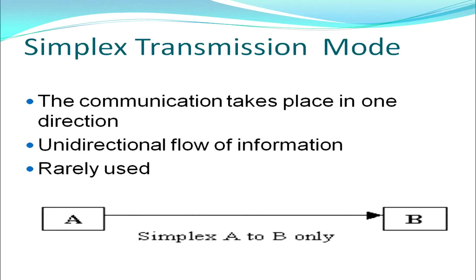There are 2 devices, 2 computers connected by one single transmission medium, and the communication takes place only in one direction. That is why we say that it is a unidirectional flow of information. That means 2 computers connected by a wire, that particular wire can transmit data either from A to B or B to A as shown in the figure. You can see that A and B are 2 computers and the transmission is going only from A to B. It cannot go from B to A. Since this causes a lot of time wastage, that is why this particular method is rarely used.